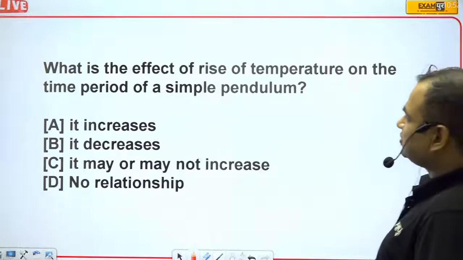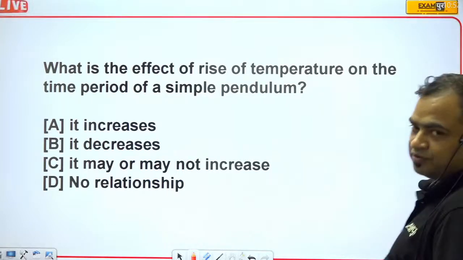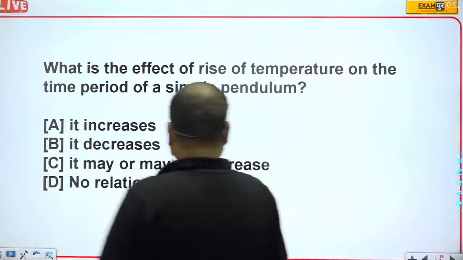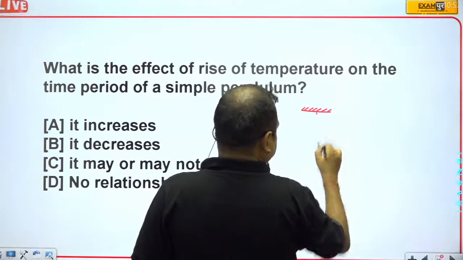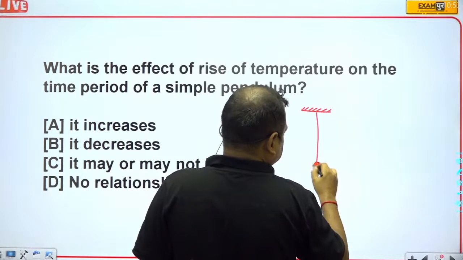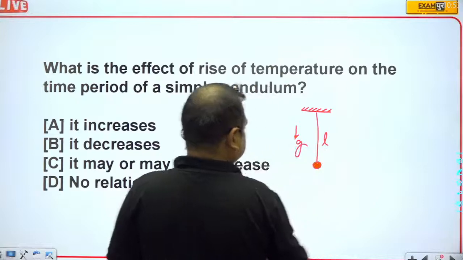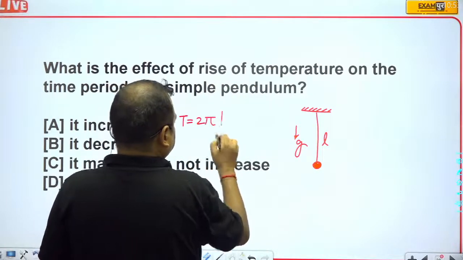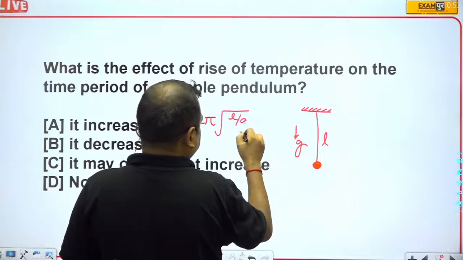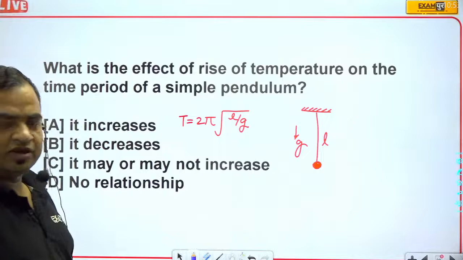Now, what is the effect of the rise of temperature on the time period of a simple pendulum? Suppose that this is the simple pendulum, this is the length, and the value of gravitational acceleration is G. So T will be equal to 2 pi under root L upon G.